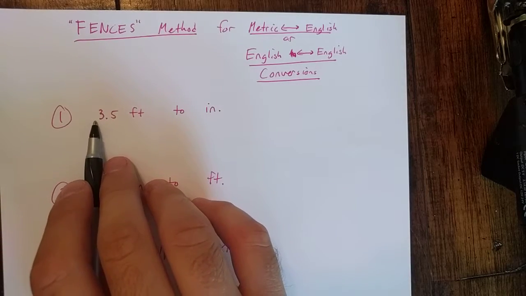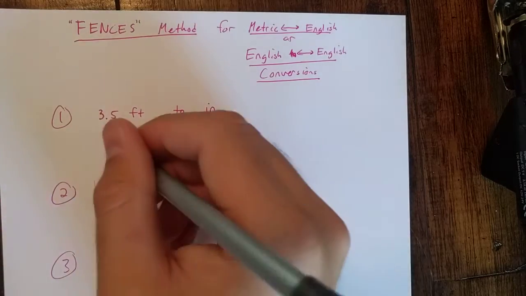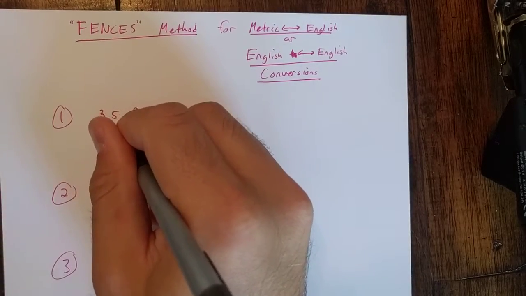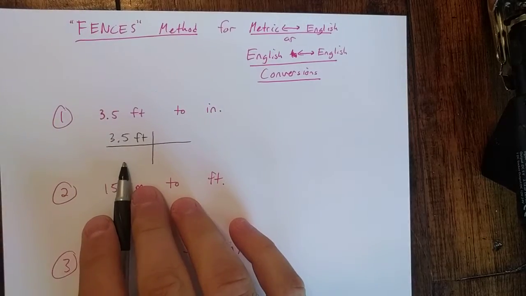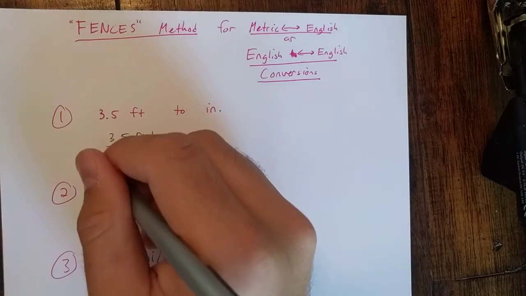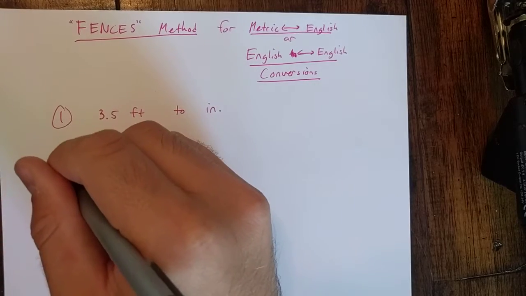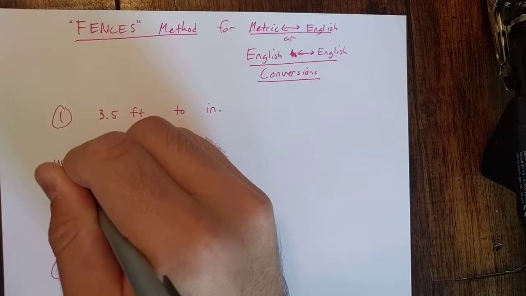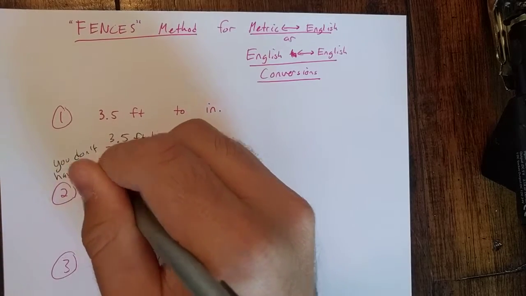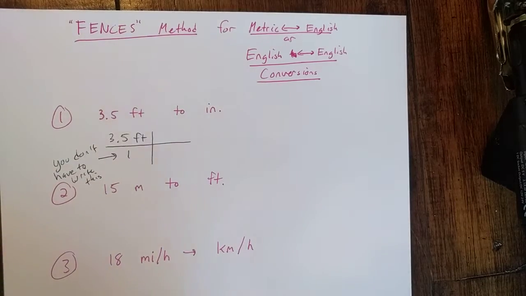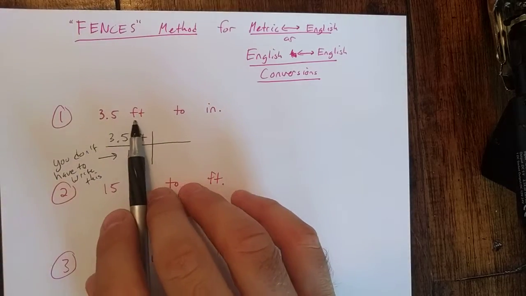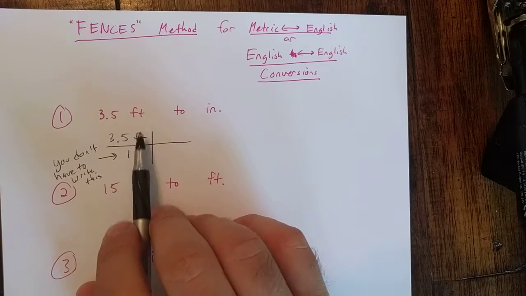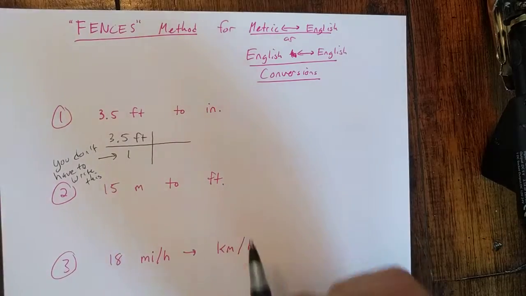We first start with a unit that's given to us, 3.5 feet. Simply draw your, quote, fence and put the unit that's given in the top left corner. Underneath it will always be a 1, but you don't have to write this. The only time you would write this is if you had a rate, a unit over a unit. So if this was 3.5 feet per hour, you'd put hour there. But since there's no second unit, it's not a rate, you're just going to put a 1, or you don't have to put anything at all.